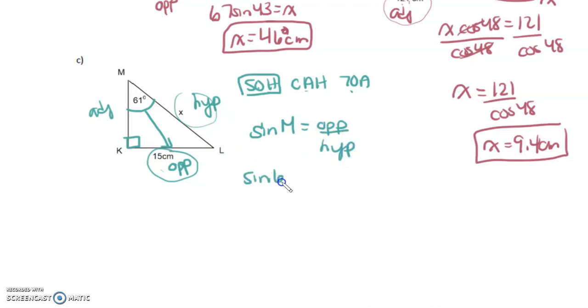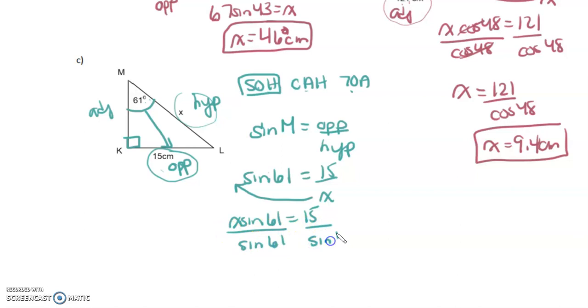So we have sine 61, we sub that angle right in where the m is. We have 15 over x. This is that 2-stepper. First we cross multiply x up. X sine 61 equals 15. Then we divide out the sine 61. So we get x equals 15 divided by sine 61, which we get 8.3 centimeters.